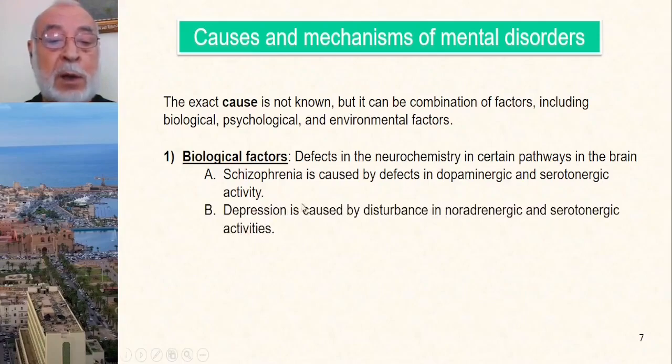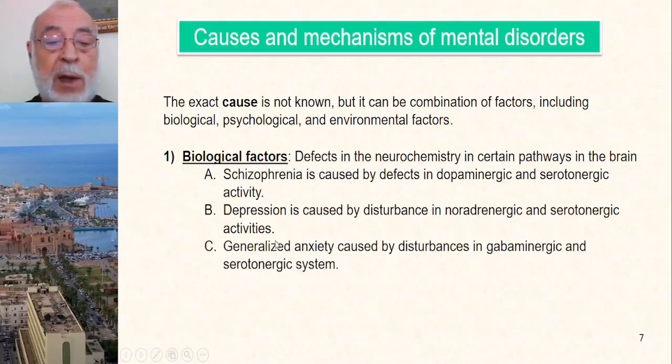Also they found that depression can be treated by antidepressant drugs, and these antidepressant drugs act through the noradrenergic and the serotonergic system. So they said it is logical to think that depression is due to disturbance in the adrenergic or serotonergic activity.